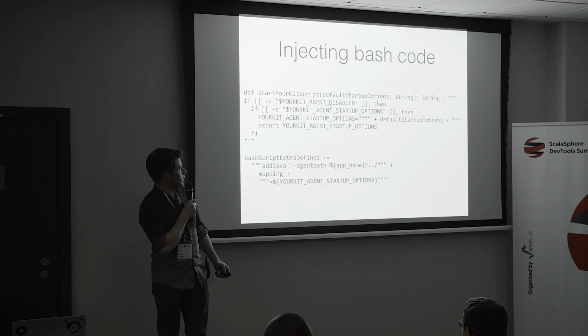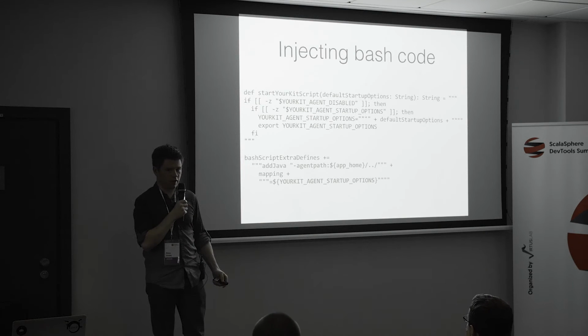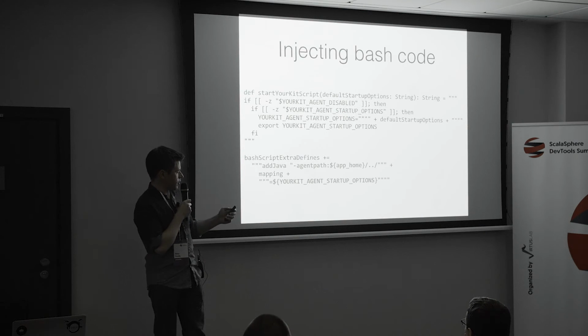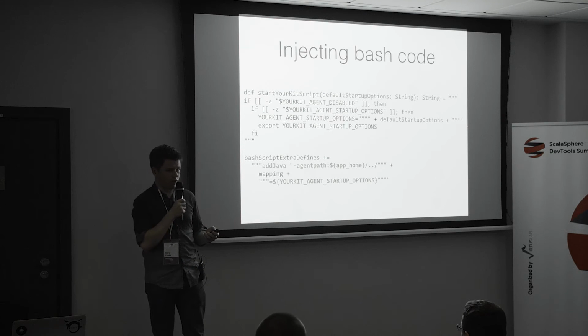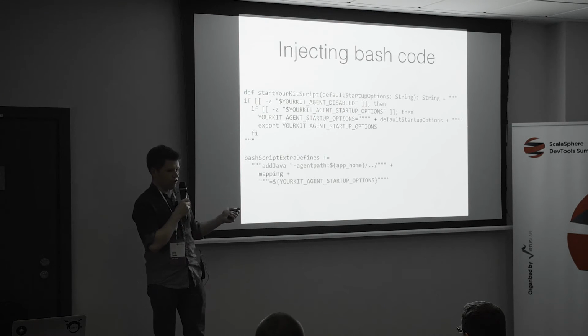So here's an example of injecting some bash code into our system. You want to be as friendly as possible. So here I've added some examples where, first of all, you might want to modify how your system works based on various environment variables passed to the system. Here I've decided I'm going to have a URKit agent disabled environment variable, and if that's set, then I'm not actually going to enable this plugin that I've just added. So if -z, if this is set, then don't do anything.